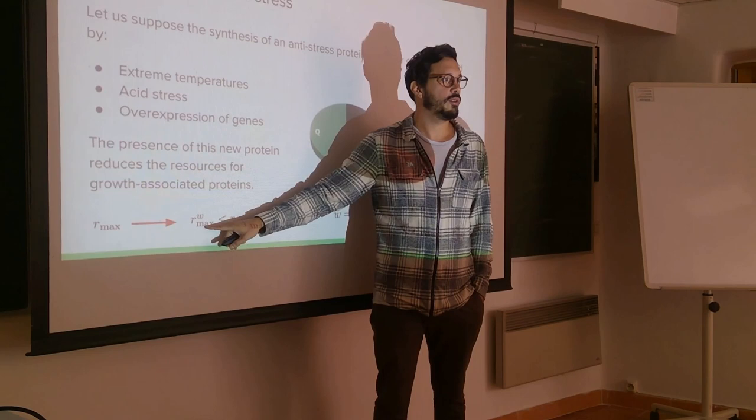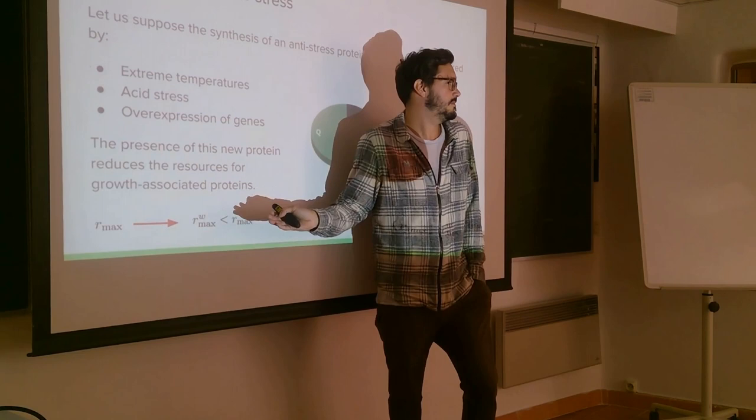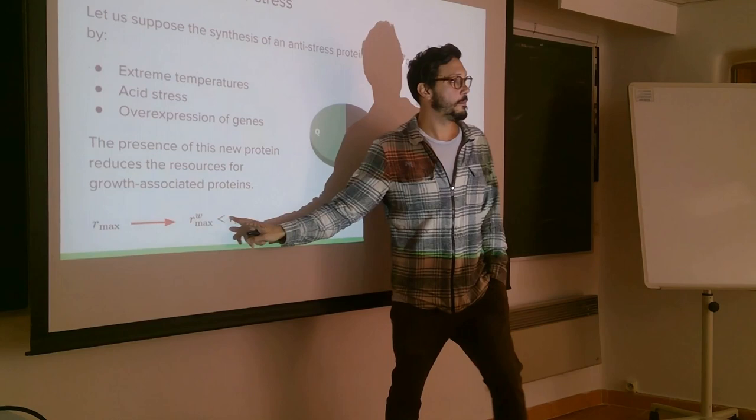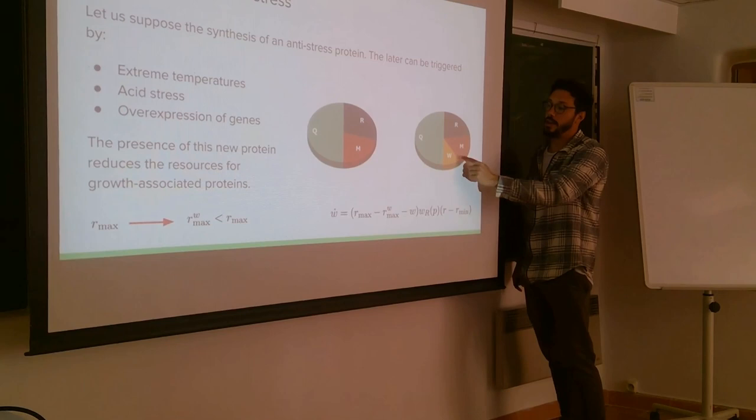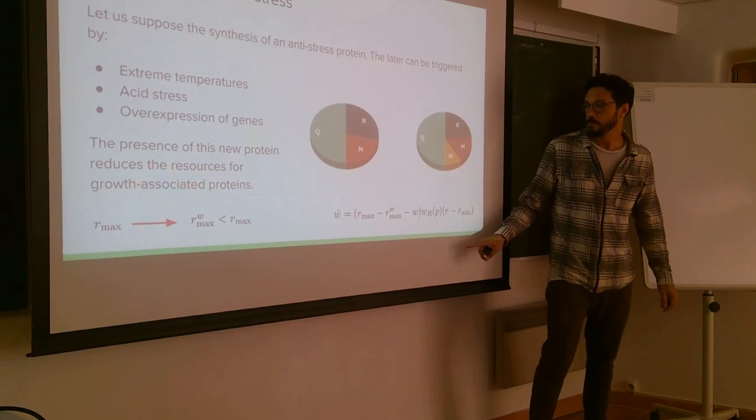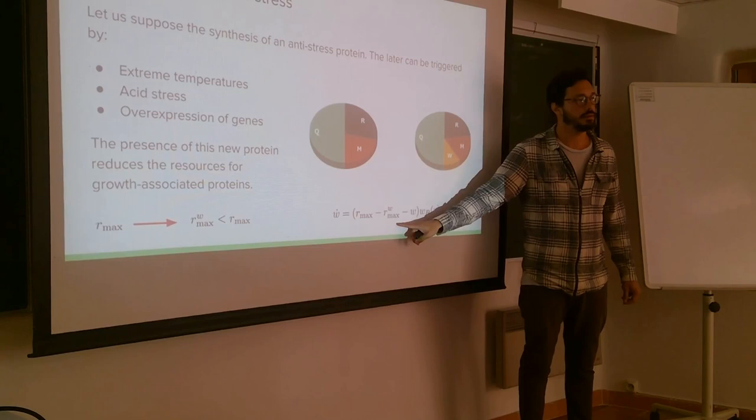I actually asked, do you like this notation? Nobody said no, but nobody said yes. So I left this one. So we have an Rmax which is smaller, okay? And that would constrain, of course, the allocation of this part. It would take a part for W. And so what we will do is to create a new variable W, which depends on the difference between Rmax and Rmax W, okay?